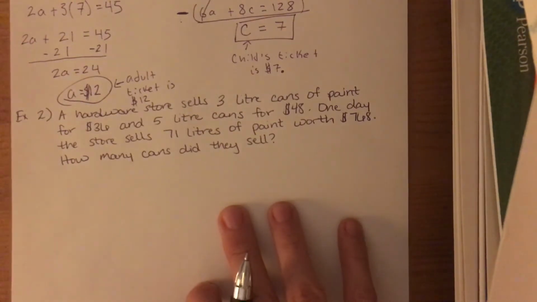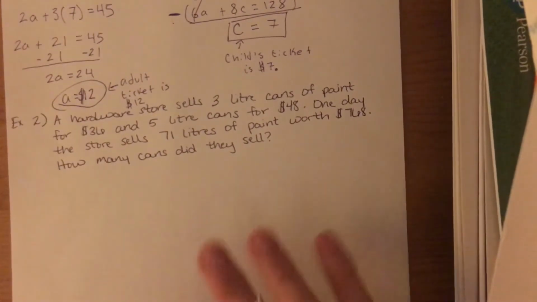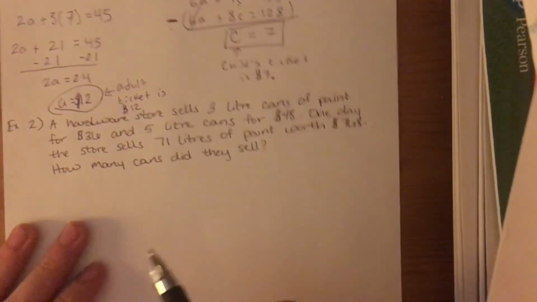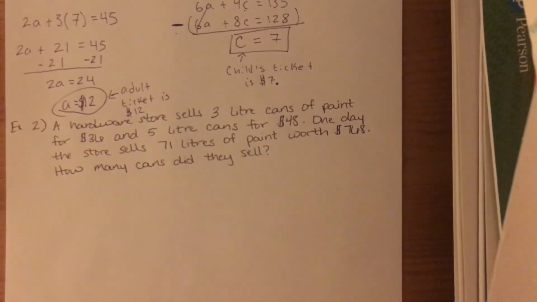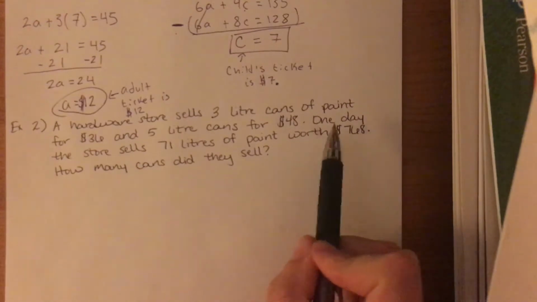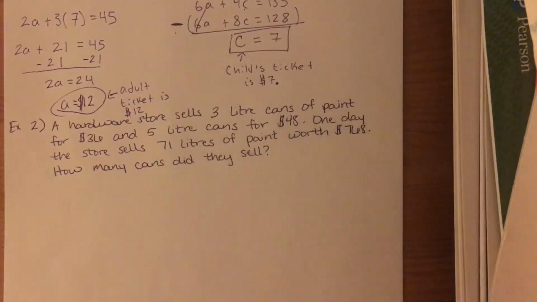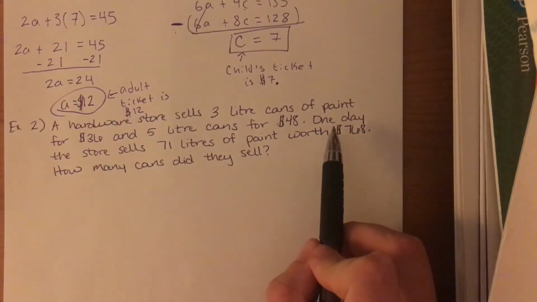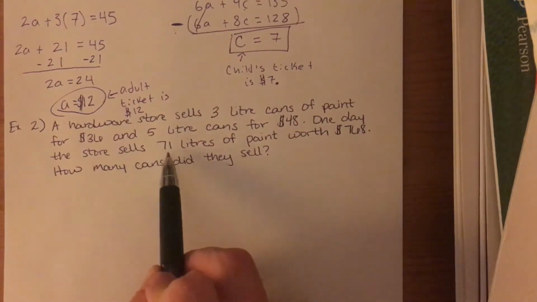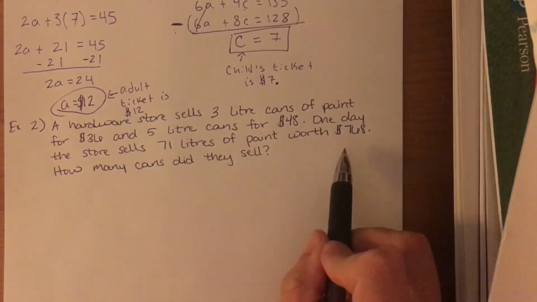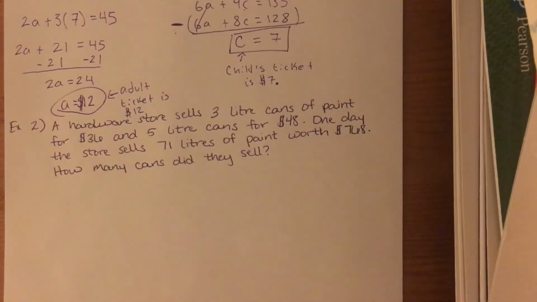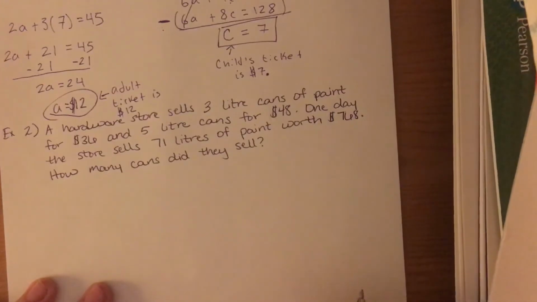And so the last problem that we're going to look at here, it's going to be very similar. We've got a hardware store that sells 3-liter cans of paint for $36 and 5-liter cans for $48. On one day, the store sells 71 liters of paint worth $768. And what we want to know is how many cans did they sell total.